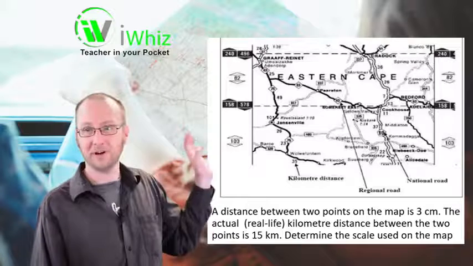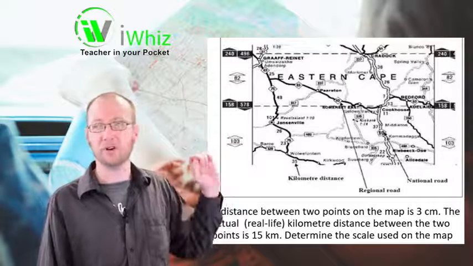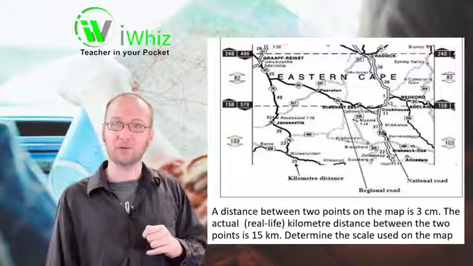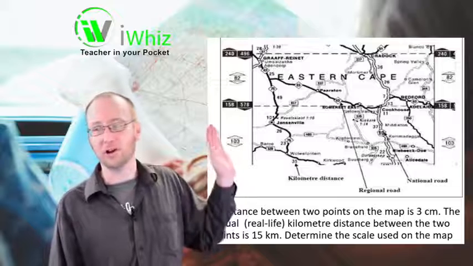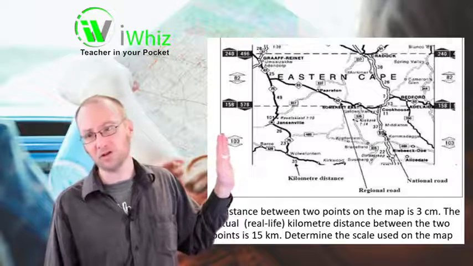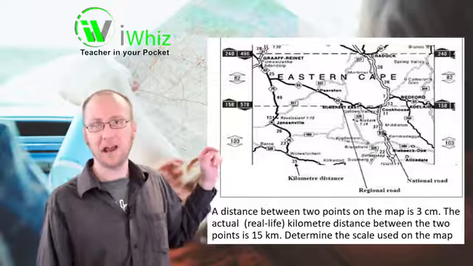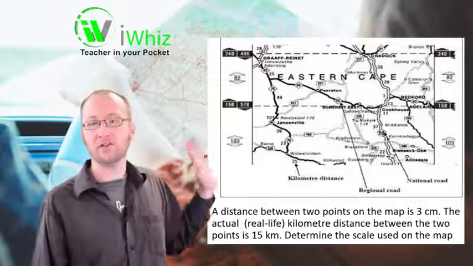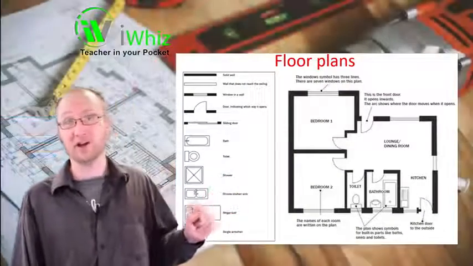So our ratio, 3 centimeters on the map, is 15 kilometers in real life. In other words, 3 centimeters on the map is 1,500,000 centimeters in real life. We don't want to know how long 3 centimeters is, we want to know how long 1 centimeter is. So we divide both of those by 3, and we get an answer of our scale being 1 is to 500,000.